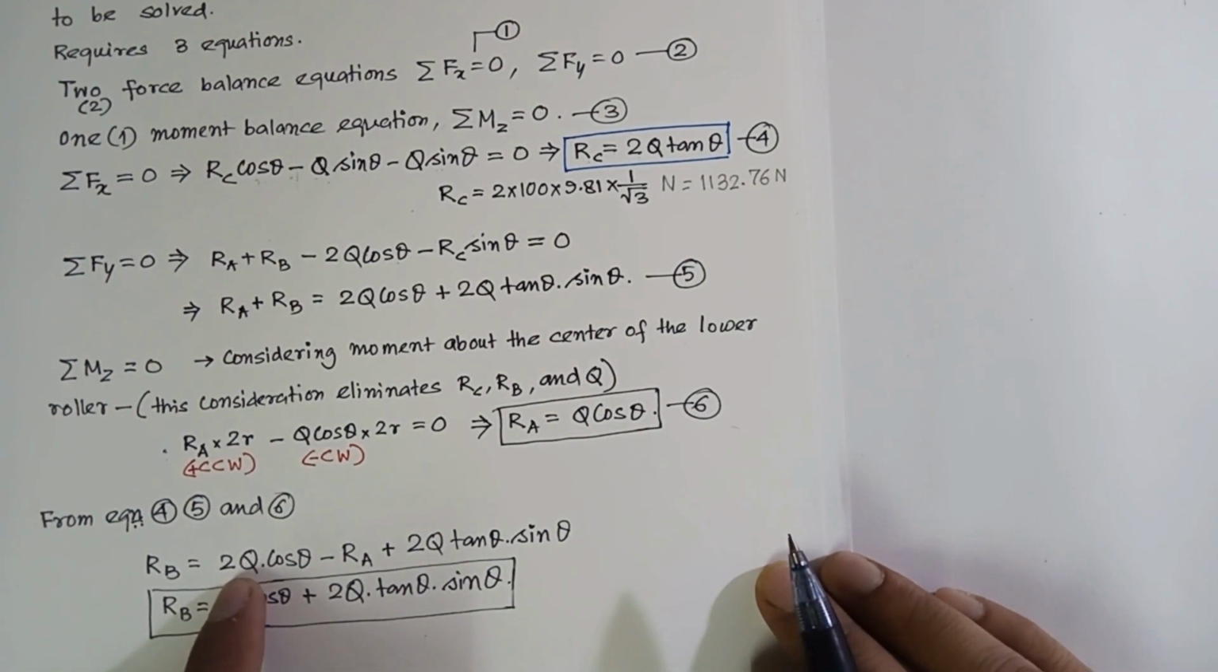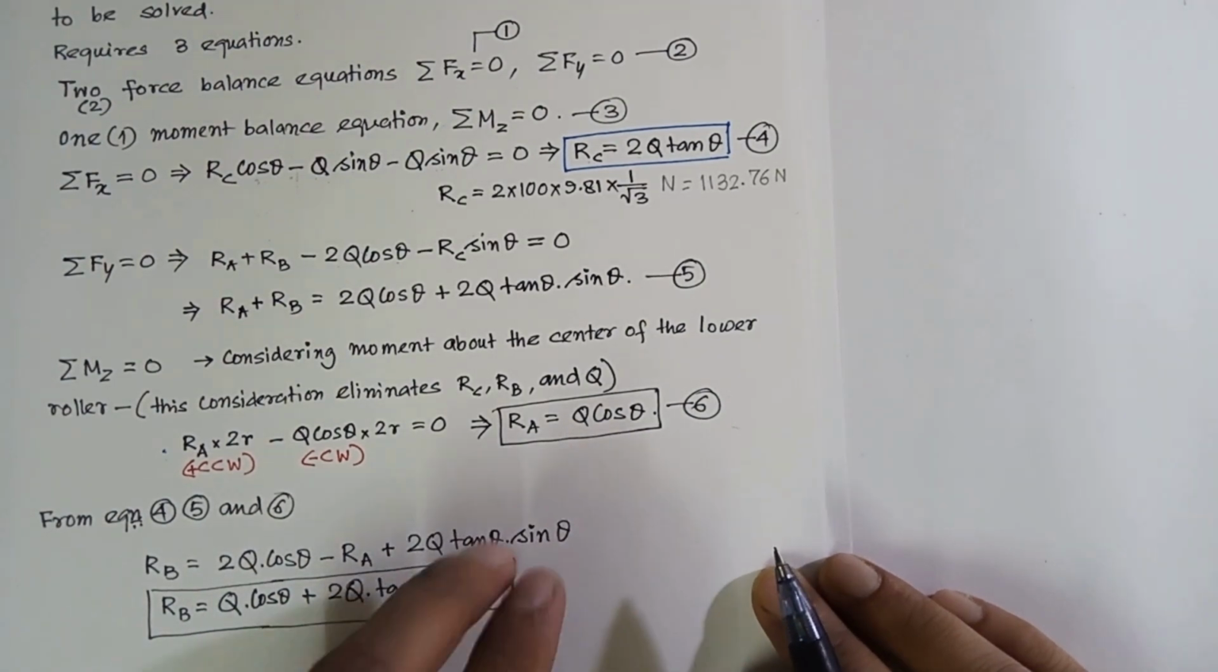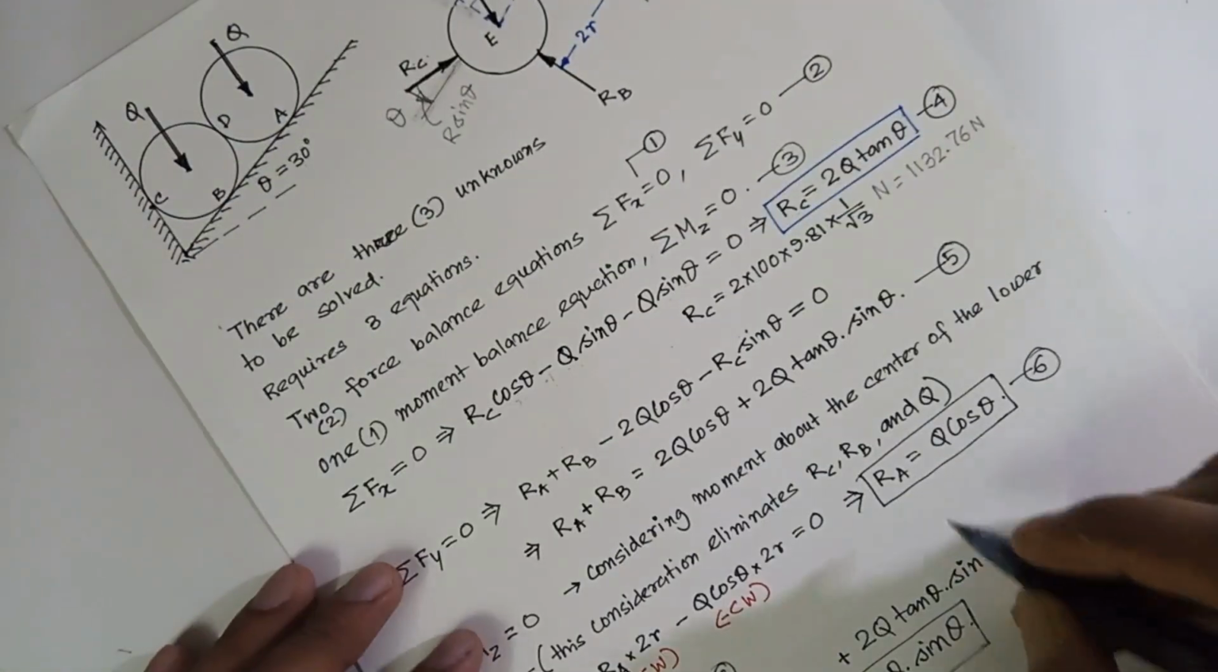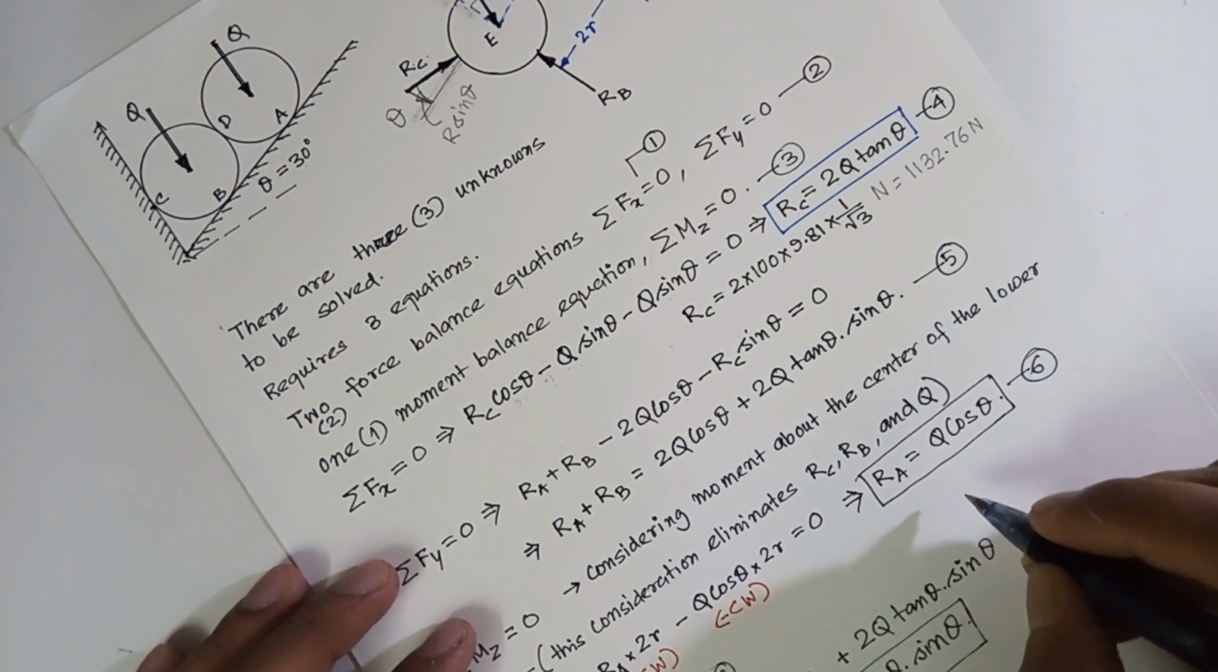Therefore we can write Q cos theta minus RA. RA is again Q cos theta, so one Q cos theta will cancel, therefore it is Q cos theta plus 2Q tan theta sin theta. So RB is equal to this, RA is equal to this, and RC is equal to this. Now if we just put the values, we can determine the values.